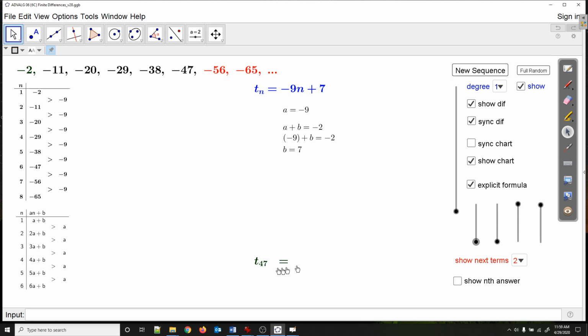If you'd like to get the 47th term, go ahead, plug 47 into your explicit formula here. -9 times 47 plus 7 works out to be -416. Or feel free to do it 46 terms before that point.